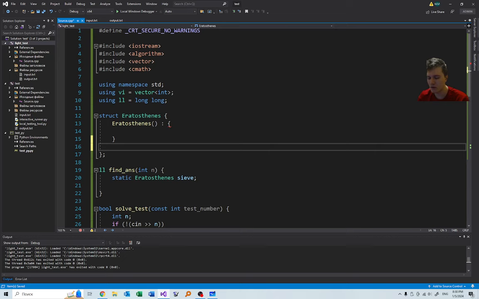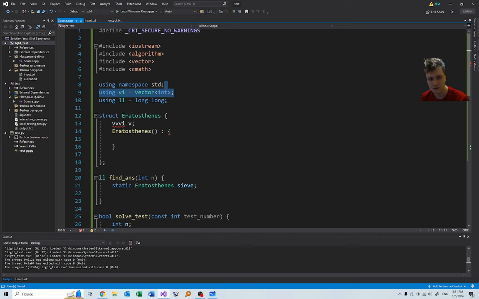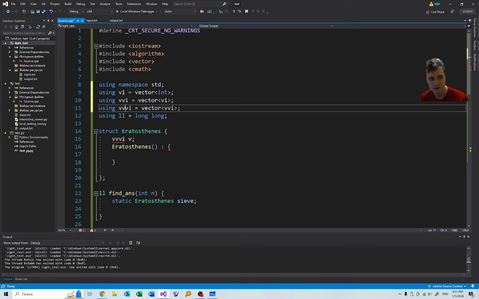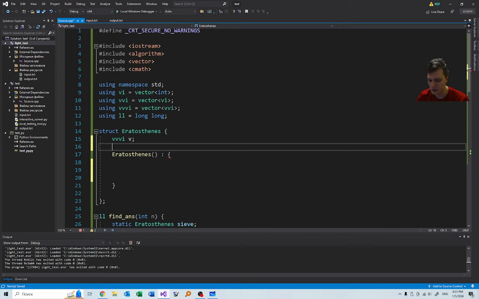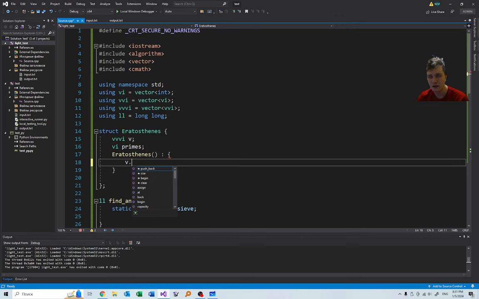Also, it's like vector of vectors actually. So assume that it found the primes. Yeah, v primes. Then we say that v says the following. Assume that we fixed the first five digits. Assume that we fixed the first five digits of the prime.